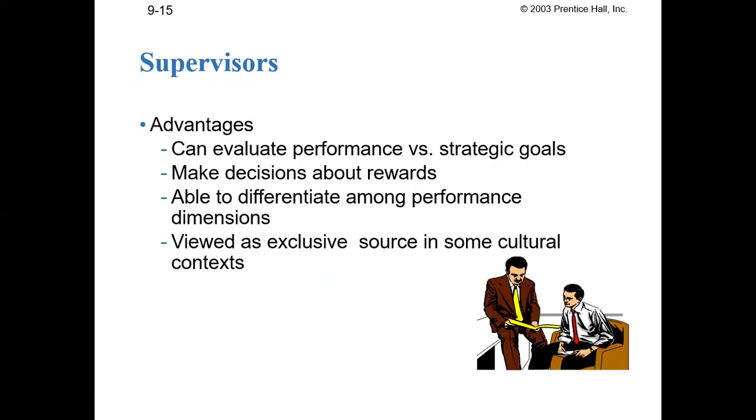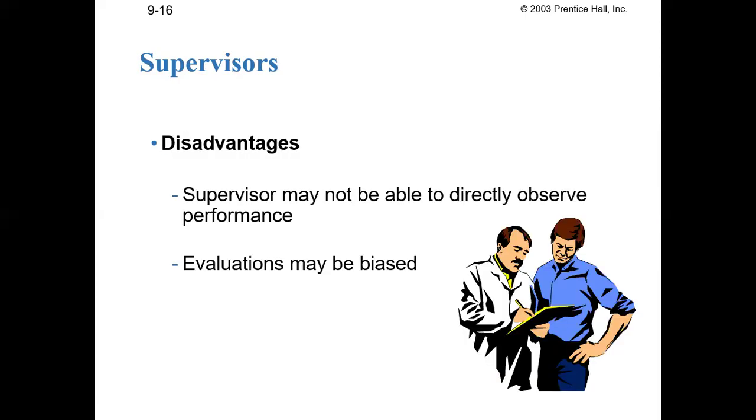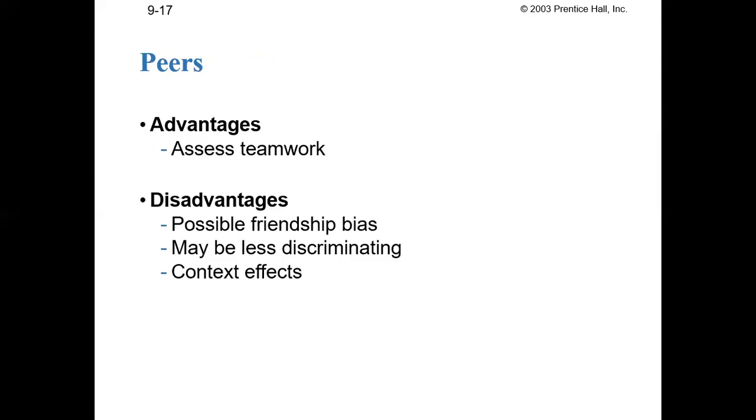The advantage of a supervisor giving you feedback is the fact that the supervisor can evaluate your performance versus strategic goals. I think we've talked about these. The disadvantage is that the supervisor may not be able to directly observe all the time, and so evaluation may be biased. And also where peers come in, assessing the teamwork. Disadvantages: possible friendship bias. Because we are friends, I can just rate you higher. Maybe less discriminating, and context effects.